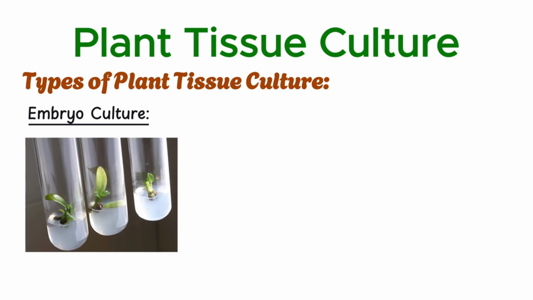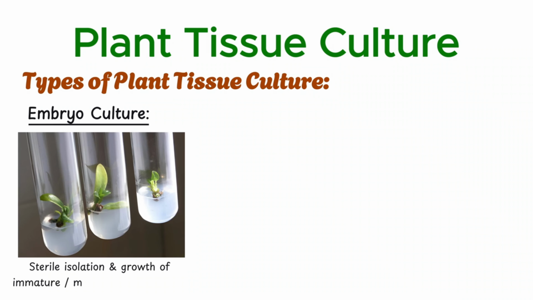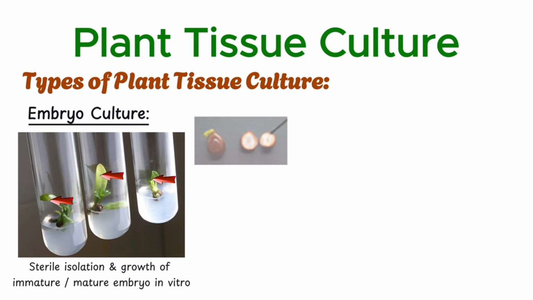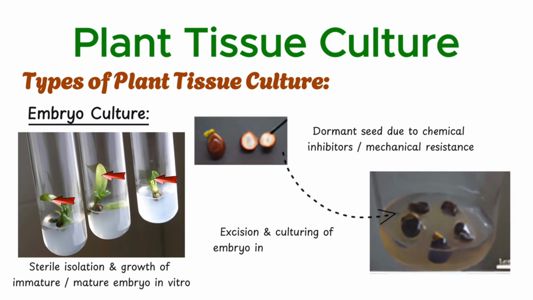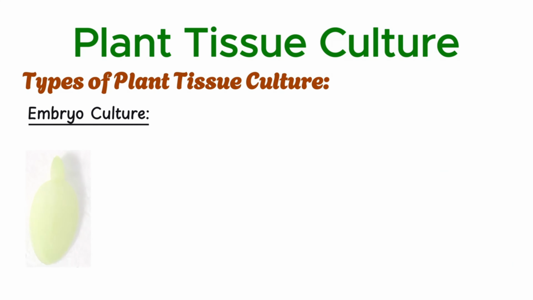Second is embryo culture. Embryo culture is the sterile isolation and growth of an immature or mature embryo in vitro with the goal of obtaining a viable plant. In some plants, seed dormancy may be due to chemical inhibitors or mechanical resistance, structures covering the embryo. Excision of embryos and culturing them in nutrient media help in developing viable seedlings.